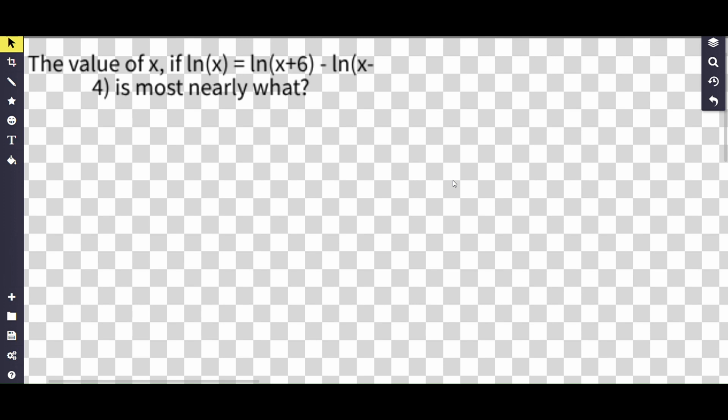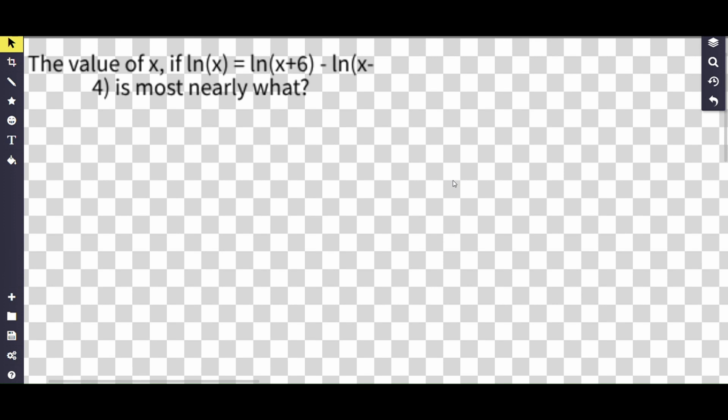Today's topic, as far as engineering is concerned, is more on mathematics and statistics. What we have in front of us is the question: the value of x, if the natural log of x equals the natural log of (x plus 6) minus the natural log of (x minus 4), is most nearly what? There's a bit of a trick to this problem, and you have to know all of your natural log rules.